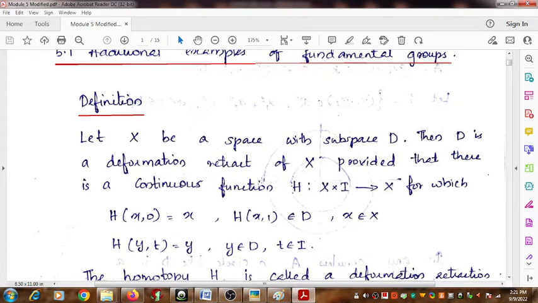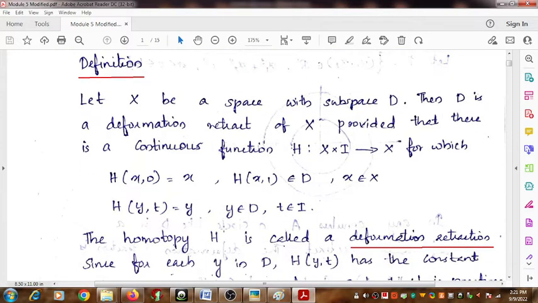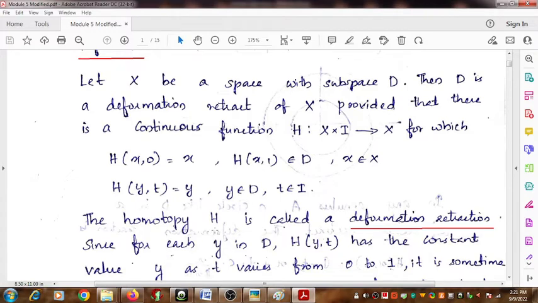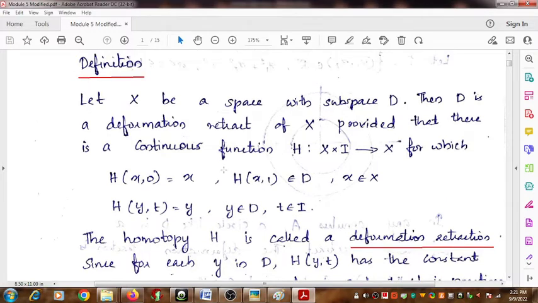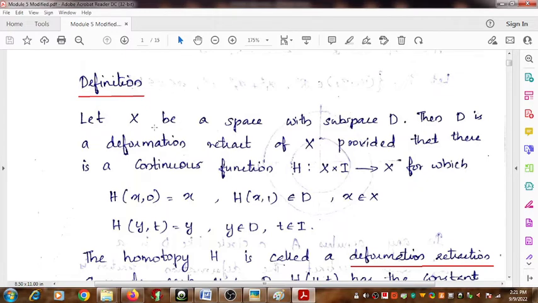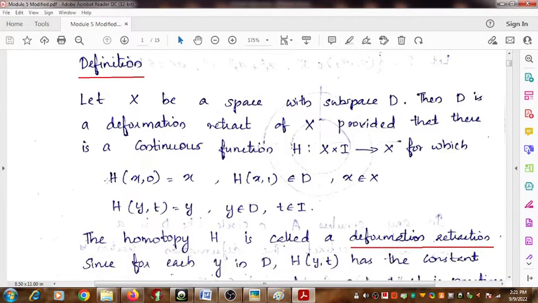Deformation retraction is a function, but deformation retract is a subspace of a given space. Here X is the given space, and let D be a subspace of X. So we are given a space X and D is a subspace of that given space. Then D is said to be a deformation retract of X, provided that there exists a continuous function.